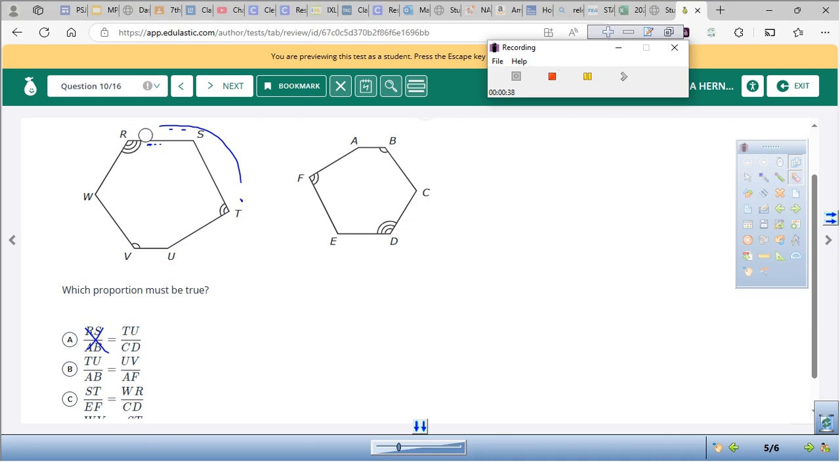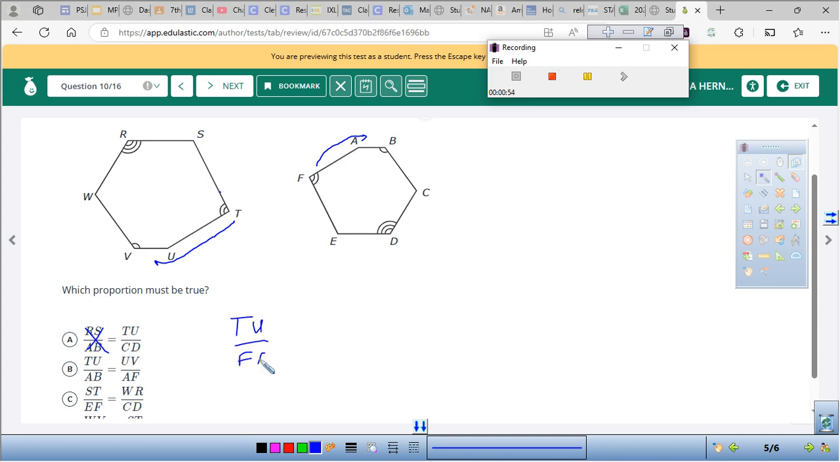Next one, let's check out the next one over here. We're going to go TU, AB. TU goes from the 2 going to a 1, but it's this part here. So the 2 going to a 1 would be FA. So it should be TU over FA. And that's not going to work either.